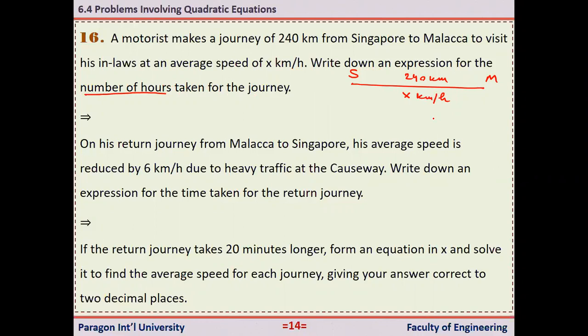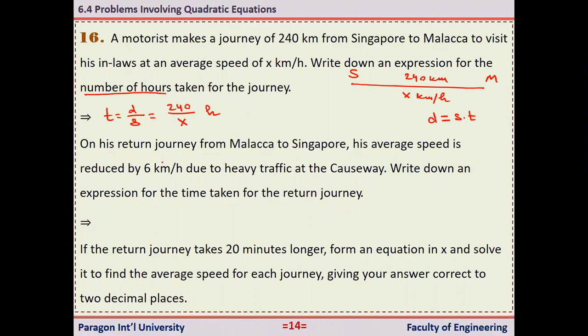So we are going to use the distance, speed, time formula. Distance equals average speed times time. Now from here, what is time? Time is distance over speed. So time is equal to 240 kilometers over x, the speed. So he spent this many hours to travel from Singapore to Malacca.